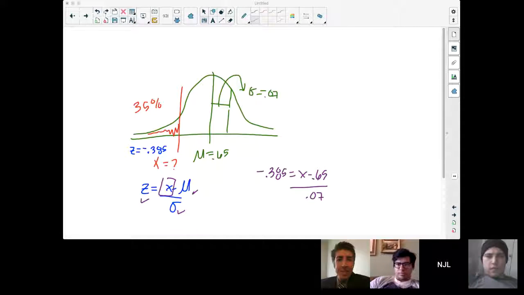So what I got was 35th percentile, standard deviation is 0.055. So you got... So it would be like 5.5. So you took negative 0.385, multiplied it by 0.07 and added it to 0.65.